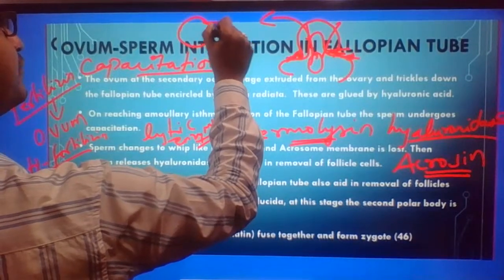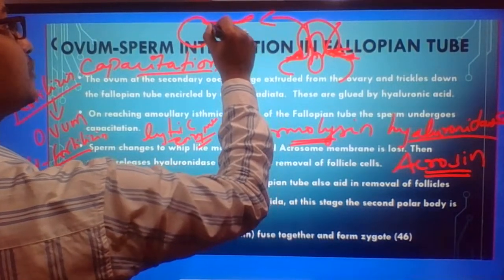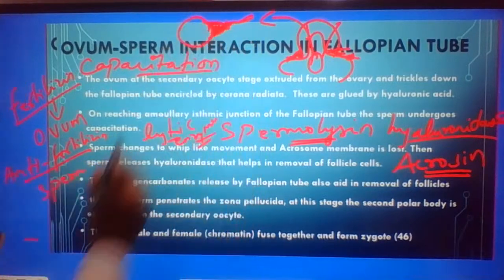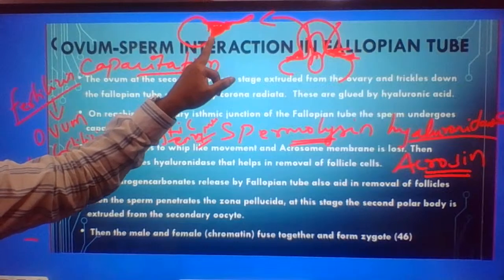This is actually called the fertilization cone. The sperm has attached here. This is the sperm which is getting attached to this cone-like arrangement which forms. This is called the fertilization cone. After this, release of spermatogenesis, cone formation.